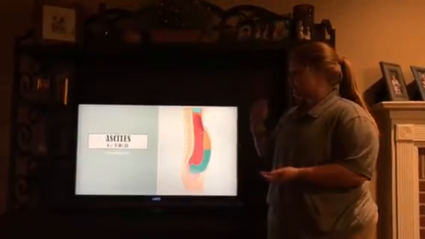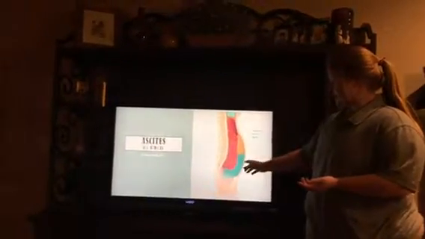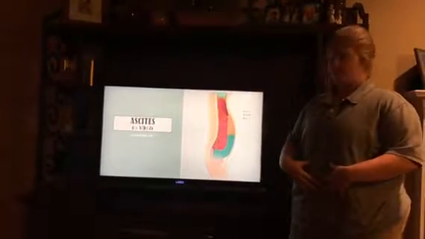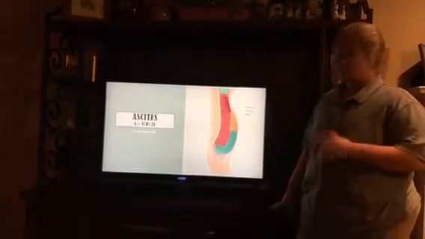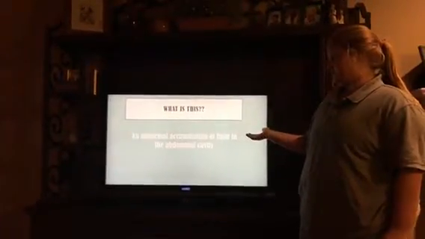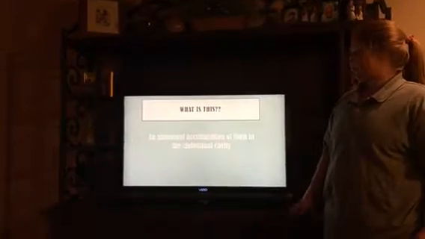So here's a picture of it. It's basically accumulation of fluid in your stomach. So if you go to the next slide. So what's the definition? It's an abnormal accumulation of fluid in the abdominal cavity.